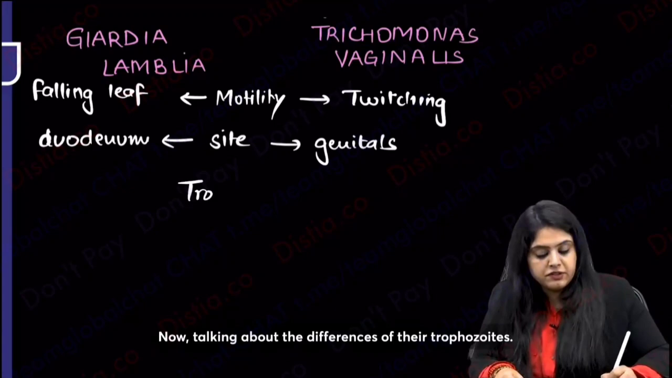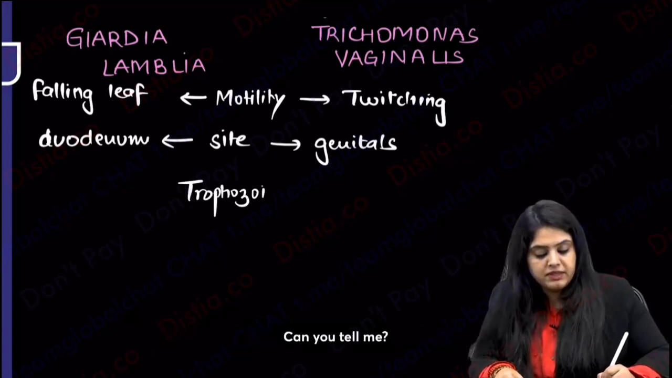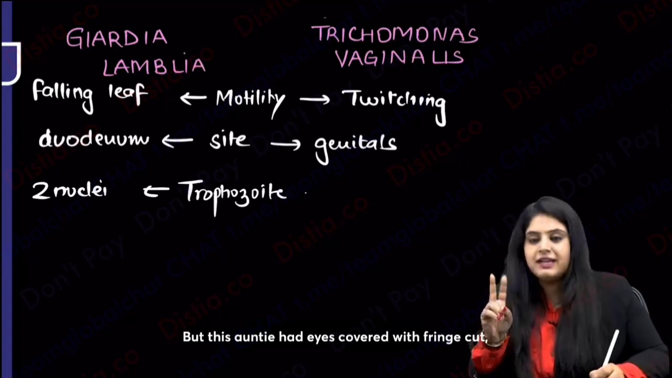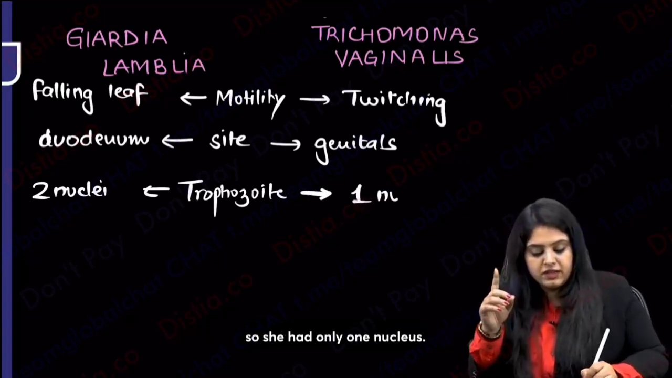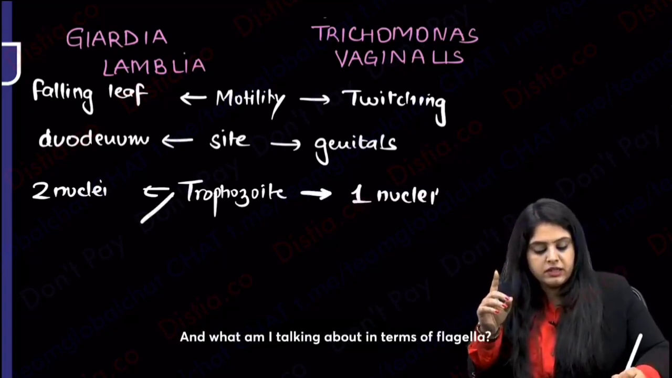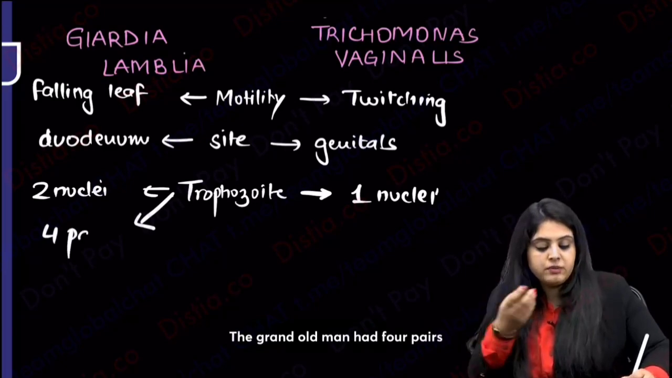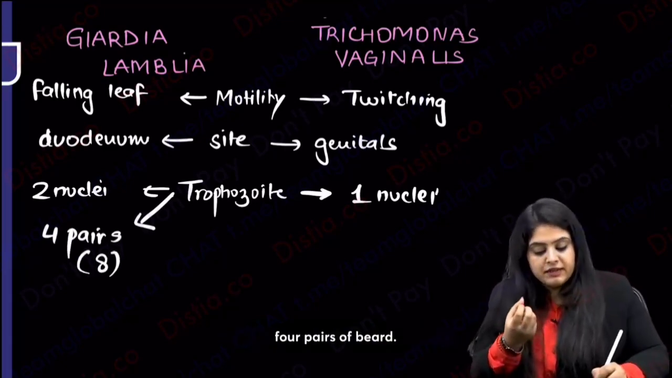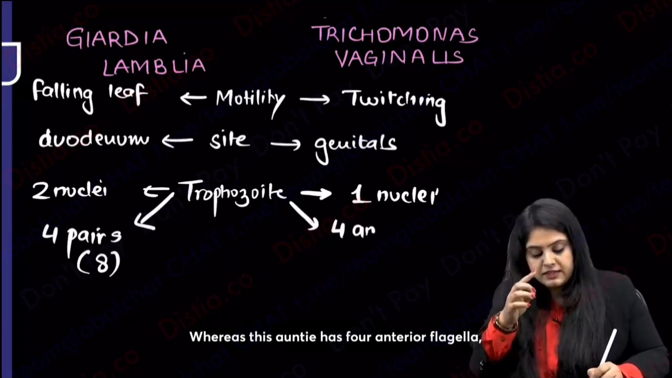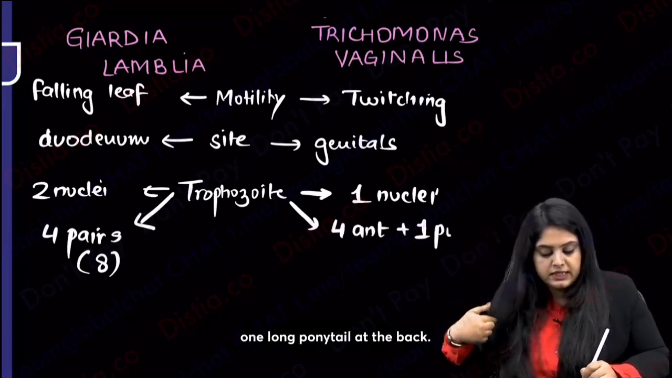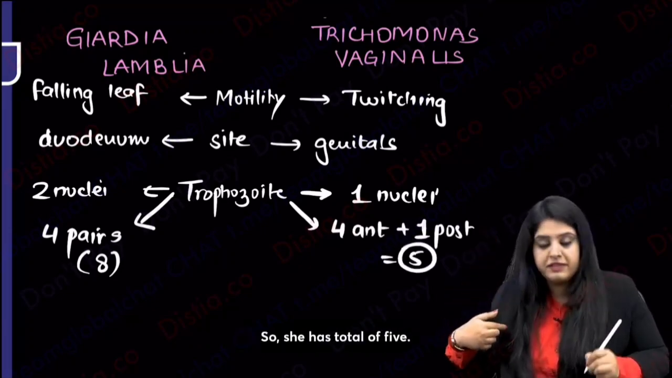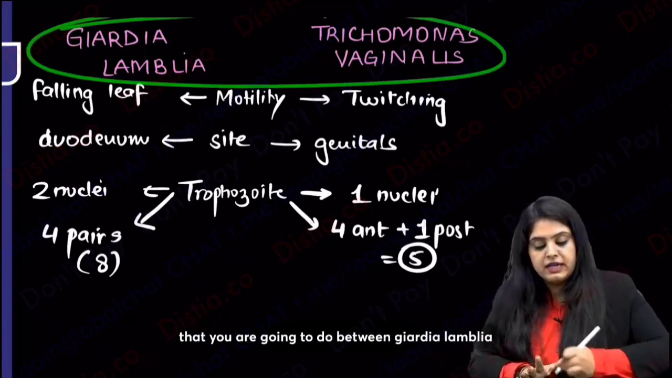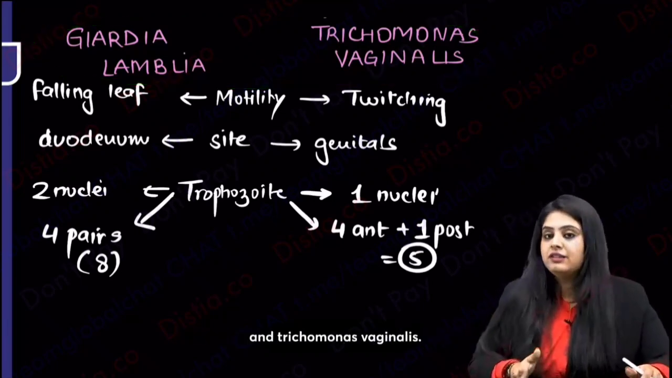Now, talking about the differences of their trophozoites, can you tell me? The man could have 2 eyes. So, the man had 2 nuclei, but this auntie had eyes covered with fringe cut. So, she had only 1 nucleus. And what am I talking about in terms of flagella? The grand old man had 4 pairs of, that is 8 flagella, 4 pairs of beard, whereas this auntie has 4 anterior flagella, 1 long ponytail at the back, so she has a total of 5. This is the most important difference that you're going to do between Giardia lamblia and Trichomonas vaginalis.